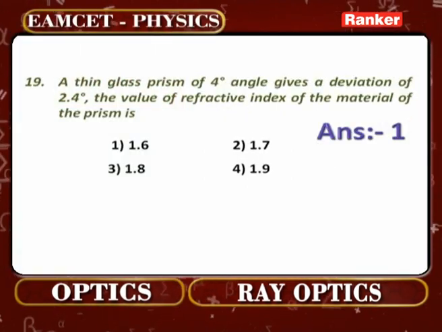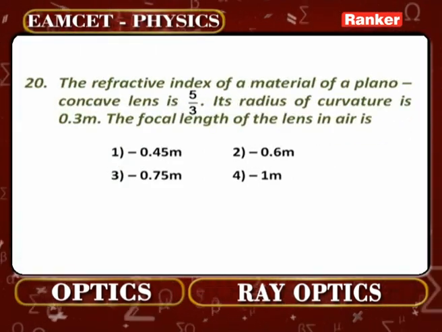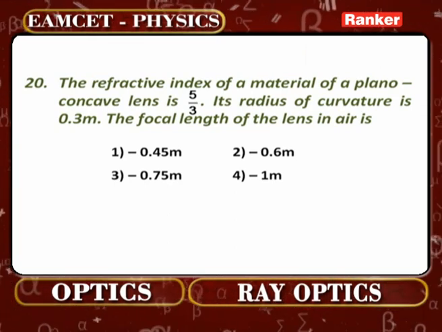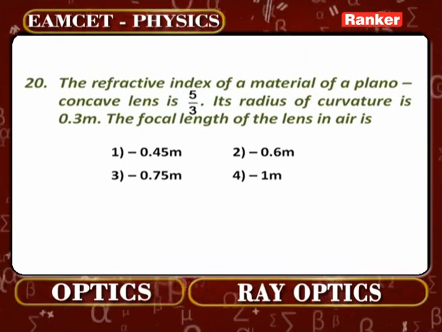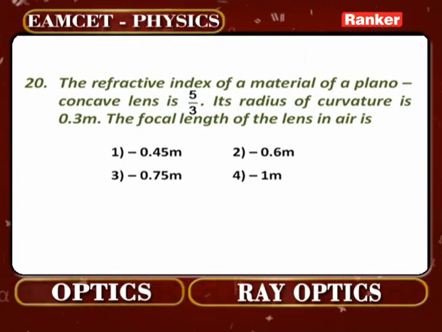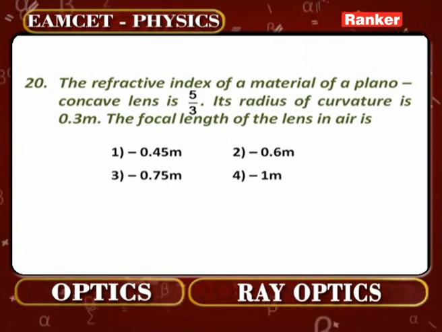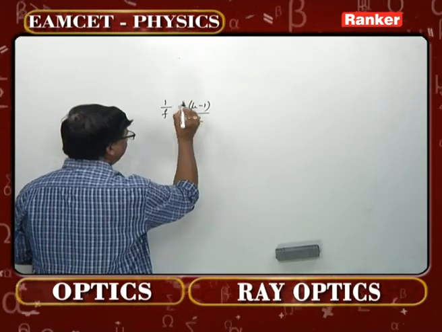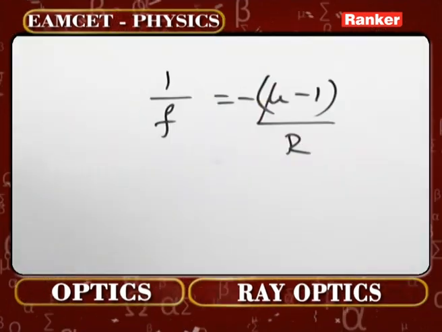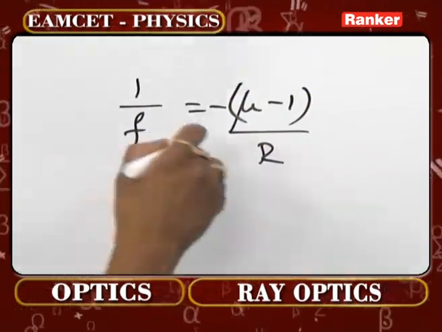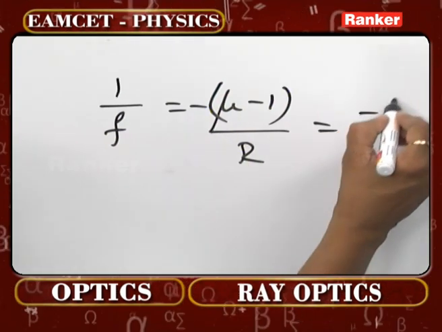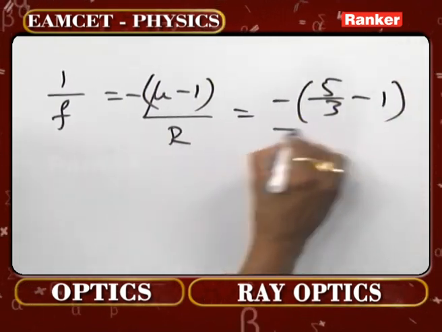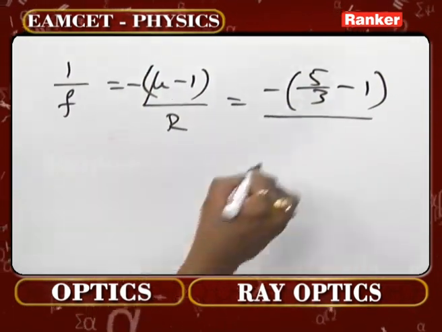Look at the next number please, that is the 20th one. The refractive index of a material of a plano-concave lens is 5 by 3. Its radius of curvature is 0.3 meter. Focal length of the lens in air. Plano-concave, observe that wording carefully. 1 by f is equal to (mu minus 1) by r, with a negative sign we should take for concave. So what are the values he has given? The refractive index is given as 5 by 3, so mu minus 1, and the value of r that is given is 0.3.